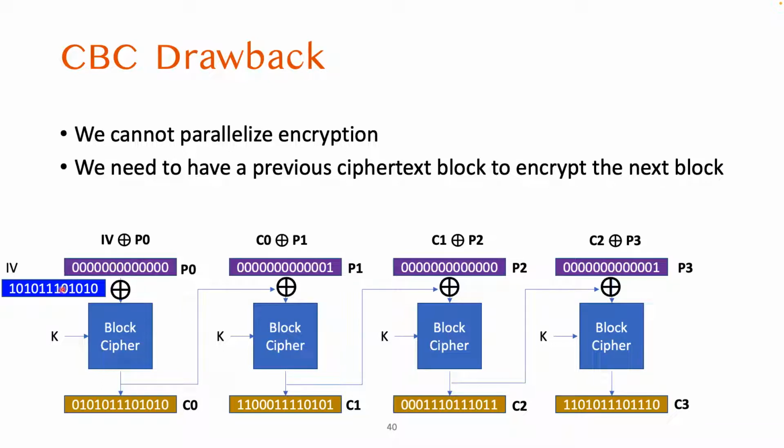We have an IV, and for the first plaintext block, we can encrypt without any kind of restriction. But when we need to encrypt the second block, it needs to be XORed with the ciphertext of the previous block. So the previous encryption needs to be finished before we can start the next block's encryption. That prohibits running the encryption of CBC mode in parallel. So CBC mode must run serially, and it cannot be parallelized with multiple cores. Yeah, that's one of the drawbacks.